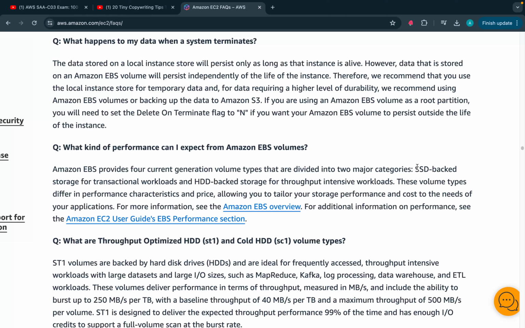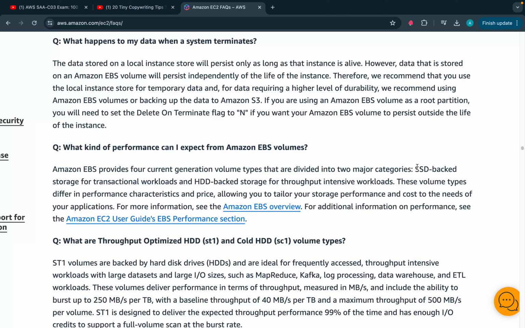Because when you see for transactional workloads, what do they actually mean by a transactional workload? Does that mean a financial transaction, or what exactly does that mean? I don't have any idea. But throughput intensive, that I can understand, because it's the amount of data transferred in a second or a particular time. So there's a large amount of data that can be passed in a very short period. For that, I can use HDD back storage. That's really interesting.